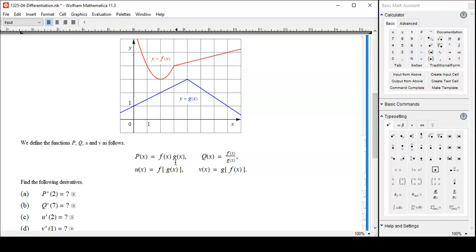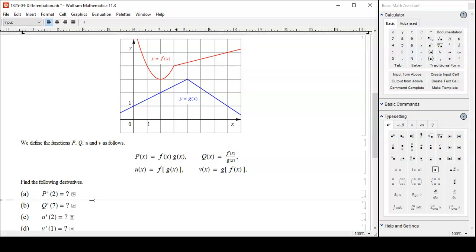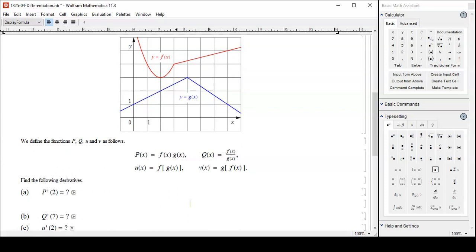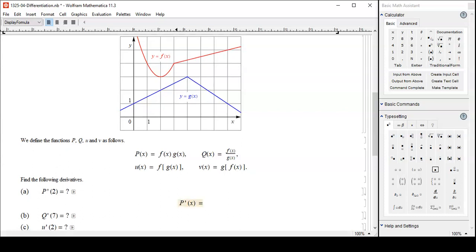P is product f times g, Q is quotient f over g, U is composite function f of g, and V is composite g of f. What is P prime of 2? Is that clear? That's coming from the product rule. And now I want P prime of 2.